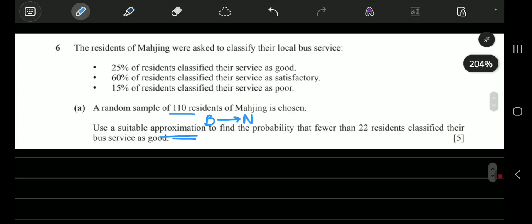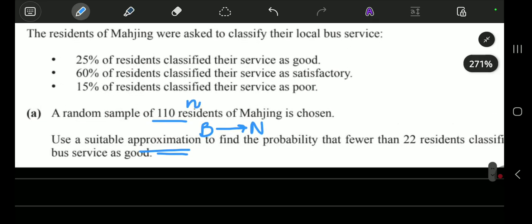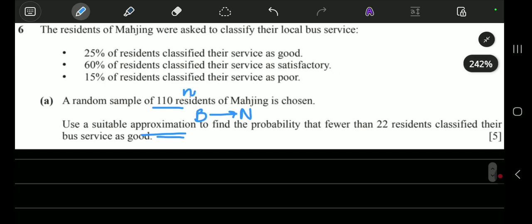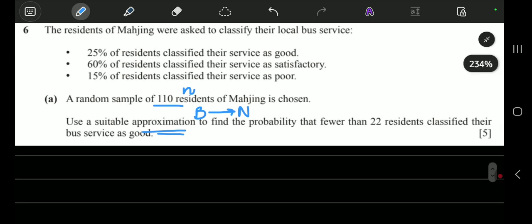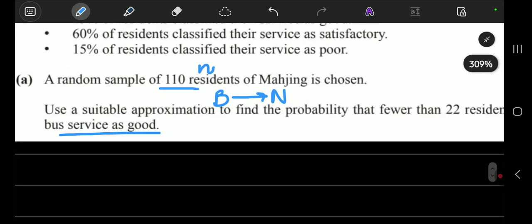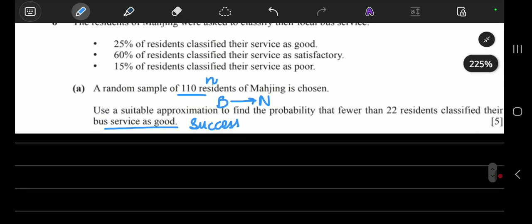What is given to us is what is actually the success according to part A. When they have chosen the random sample of 110 residents, that means n is going to be 110. Then we need to find the probability that fewer than 22 residents classified their service as good. So when they are mentioning their bus service as good, the success in this particular case is your service is good.